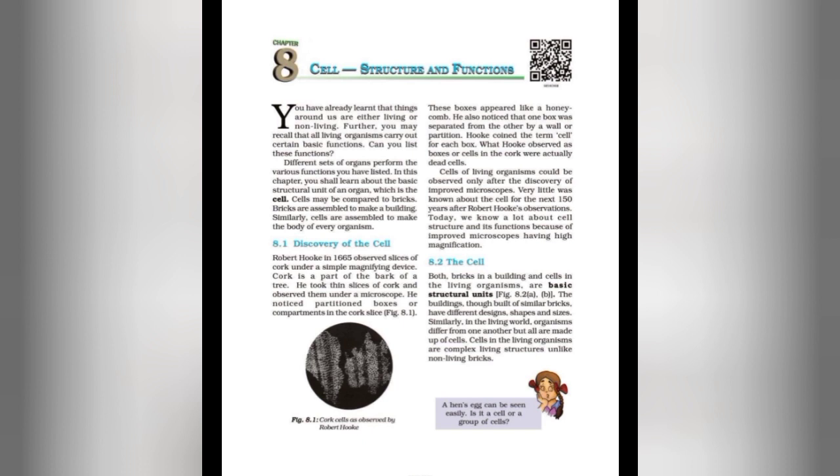So cells of living organisms could be observed only after the discovery of the improved microscope. Very little was known about the cell for the next 150 years after Robert Hooke's observation. Today we know a lot about cell structure and its function because of improved microscopes having high magnification. So what is the cell? Cells are microscopic in structure and cannot be seen by the naked eye, and the structure and function of the cell is observed because of improved microscopes having high magnification.